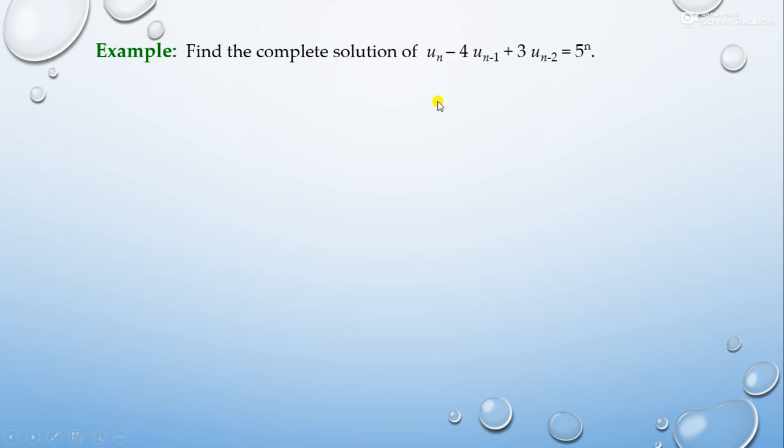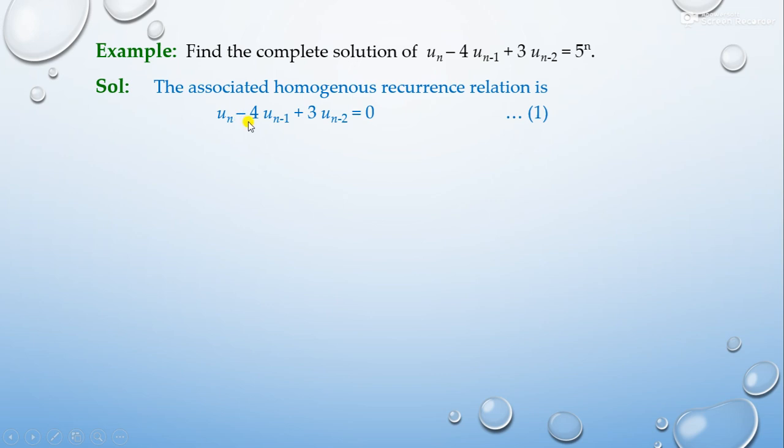Suppose our recurrence relation is u_n minus 4u_(n-1) plus 3u_(n-2) is equal to 5 raised to the power n. Now this is a non-homogeneous recurrence relation. So for solving this, first we associate a homogeneous recurrence relation with it, so it will be u_n minus 4u_(n-1) plus 3u_(n-2) is equal to 0. If we put f_n equal to 0, it becomes the homogeneous recurrence relation.